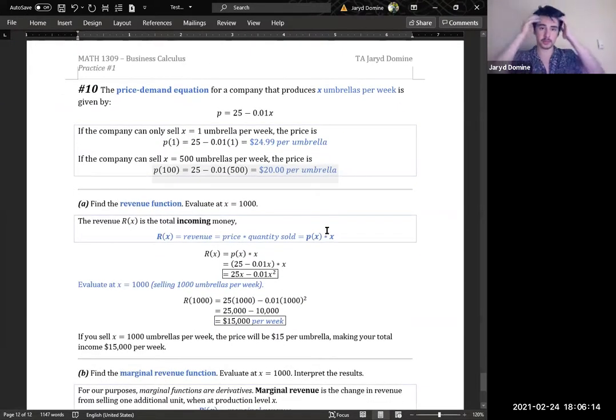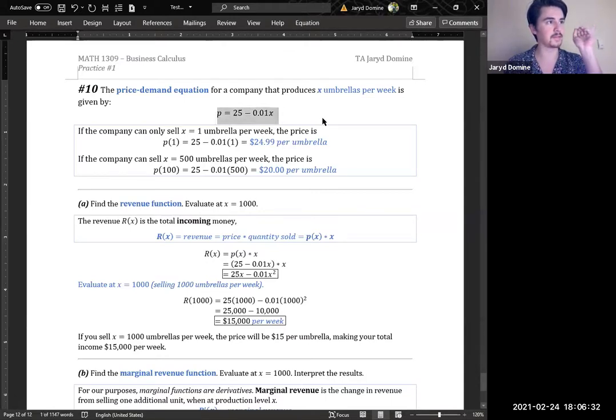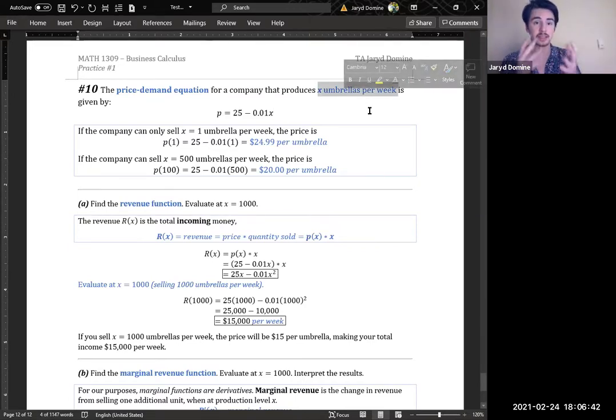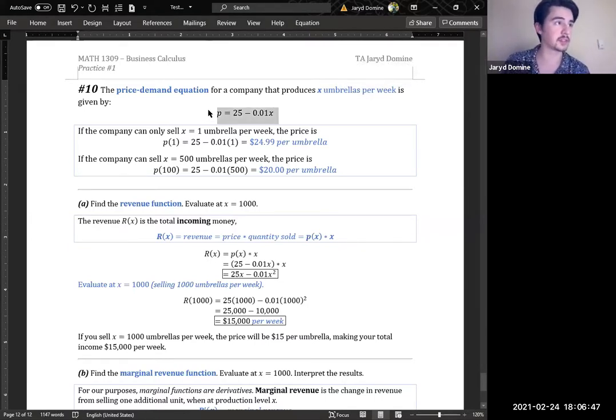All right, number 10. This one is the most economical out of all of them because we actually are dealing with money now. The price-demand equation for a company that produces X umbrellas per week is given by P equals 25 minus 0.01X. Okay, so keywords here, price-demand equation, X umbrellas per week. So X is the amount of things that you're selling each week. Okay, and then we're given this equation P. This is your price. This is the price they're going to charge per umbrella.